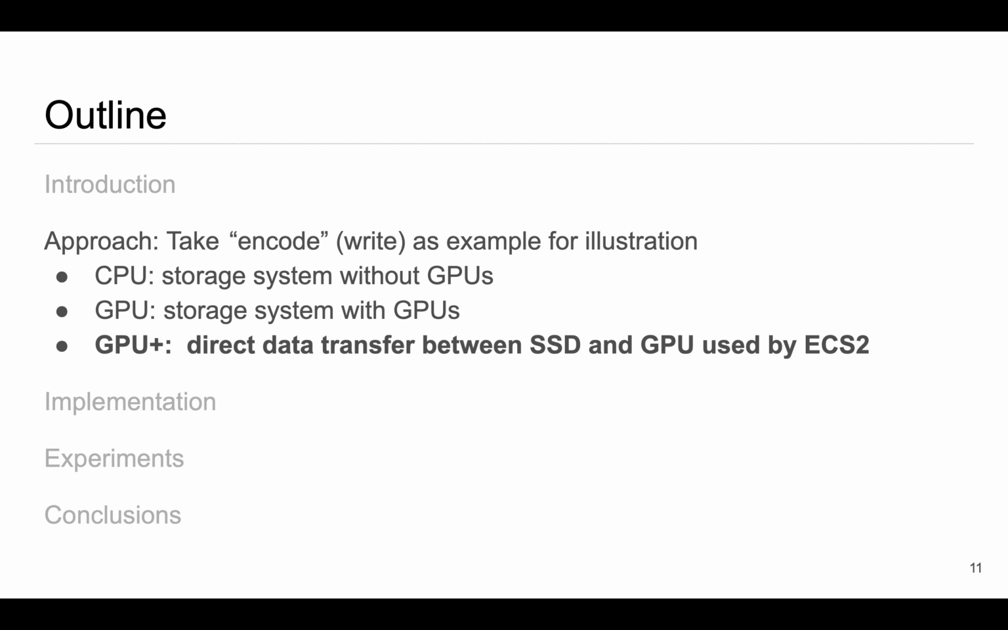Next, we compare and analyze 3 different approaches to detail the benefits of our proposed method. CPU refers to the method of coding on CPUs. GPU refers to the method of coding on GPUs and copying data through the host. GPU Plus is our proposed method with direct memory copy between GPUs and storage devices. We use file write and encoding operation as an example to illustrate the difference in I/O paths.